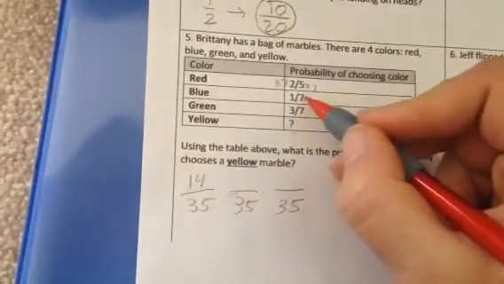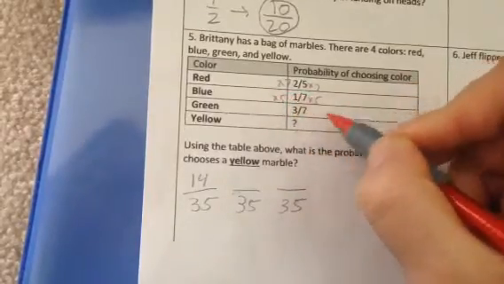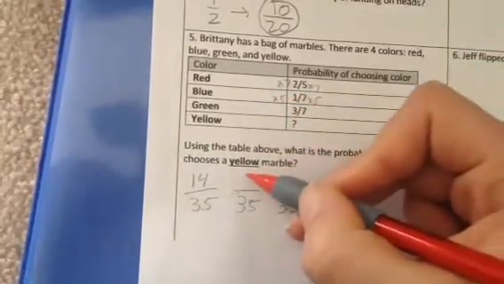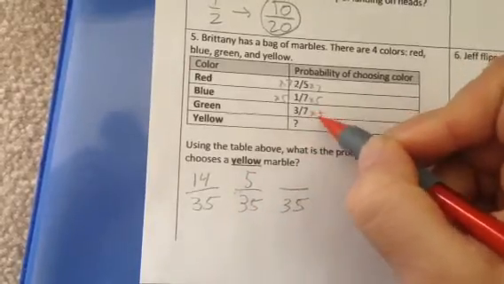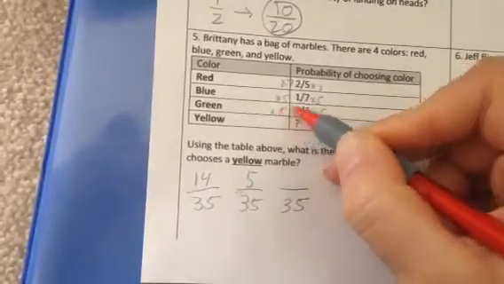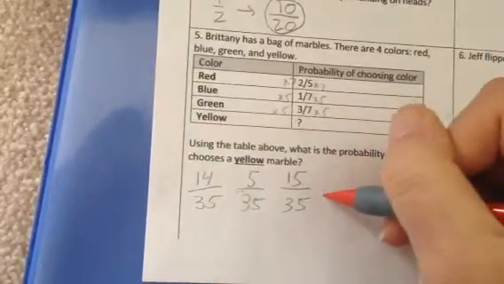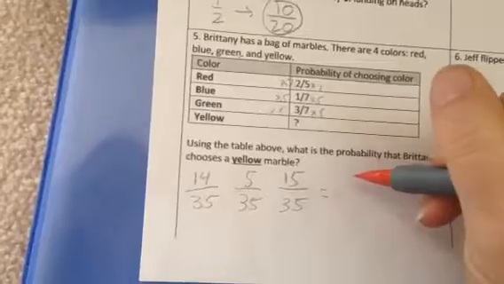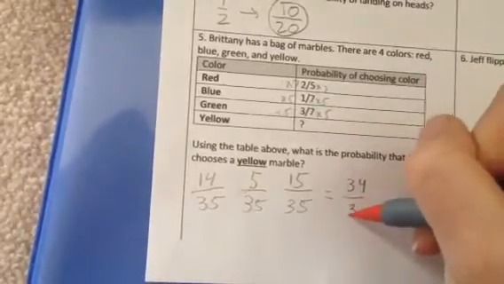Then this one, you would multiply by 5 to get to 35, so then you have to multiply the top by 5. So you'd get 5 over 35. And this one you'd also multiply by 5. So you'd get 15 over 35. If you add them up, then you'd get 34 over 35.